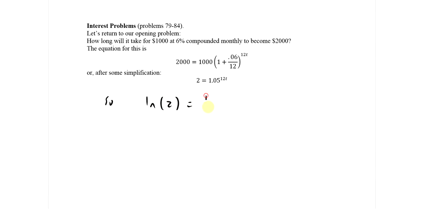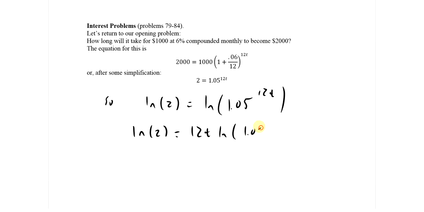Log of 2 equals log of, I'm using natural logarithm, 12t. The 12t now can come out front because it's a power, and the log rule says powers can come out front as coefficients. This is a number, this is a number, so we can solve for t. It's the number log of 2 over this 12 times log of 1.05.